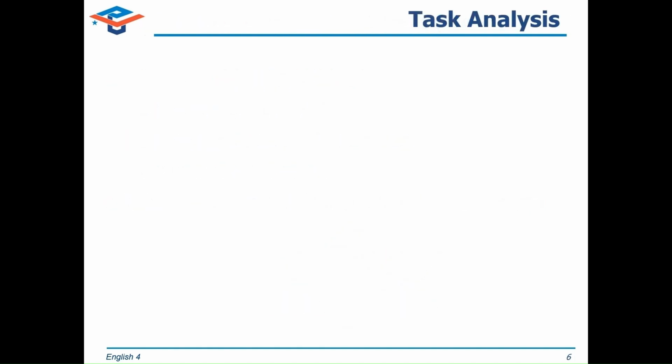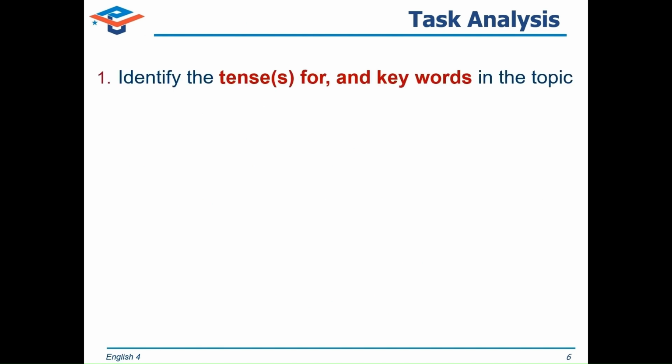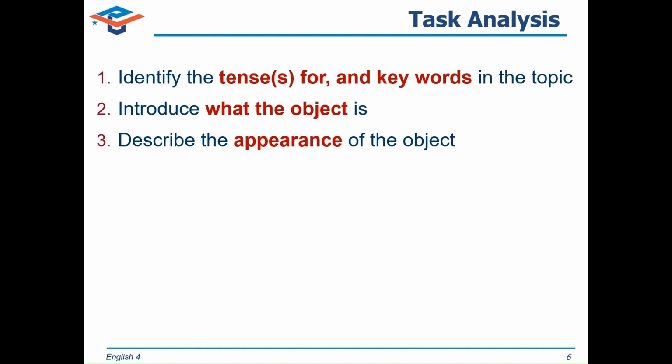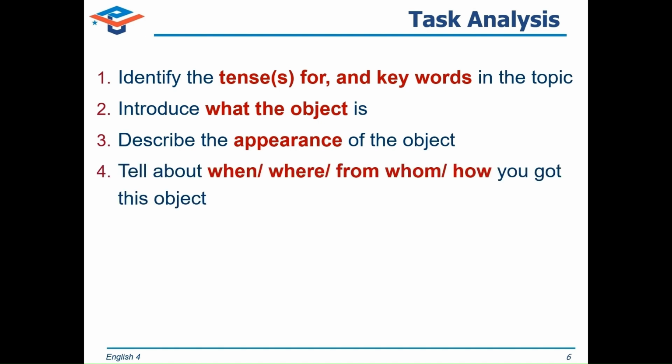Now, let's move on to the analysis of the task. The first and very important thing to do is identifying the tense for the topic and the keywords. When you know exactly what tense will be used for the talk, you can develop your talk properly. Next, introduce what the topic is. Then, describe the appearance of the object. And then tell us about when, where, from whom, how you got this object. And finally say what the object means.